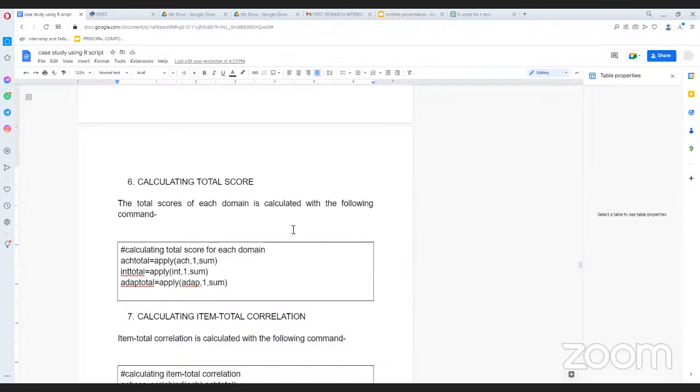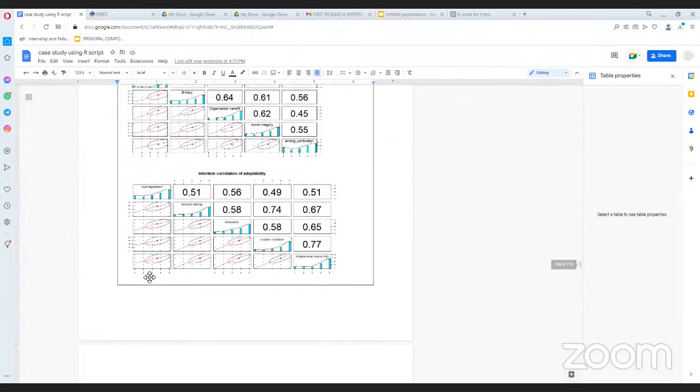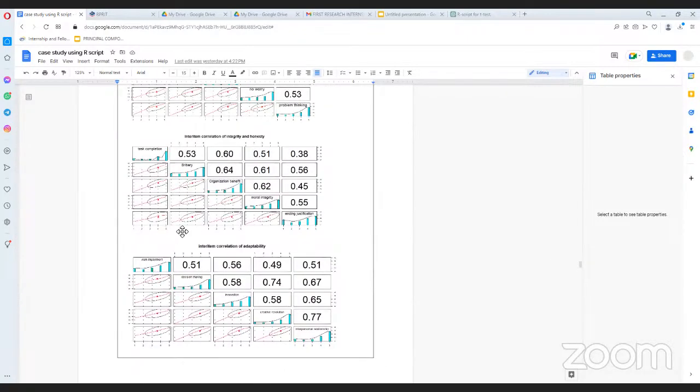So what are these red lines showing? Come above, sir, on the diagram. Here, below the green. The regression line. This is the regression line.